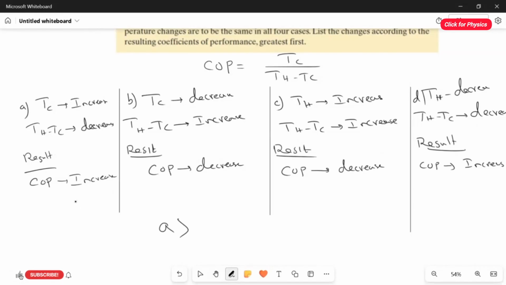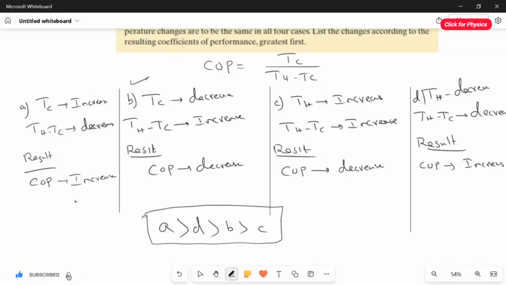The second highest is the D part. Now we have to rank B and C. Out of B and C, B is better than C. Why? Because in B we are decreasing the Tc value, but in C we are increasing the Th value, so B is a little bit better than C. So your B part is the third rank, and finally your C part will be the last rank. If you follow this order, you can rank the coefficient of performance values.